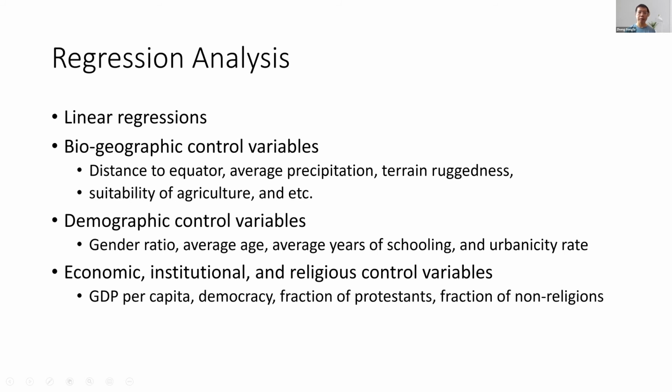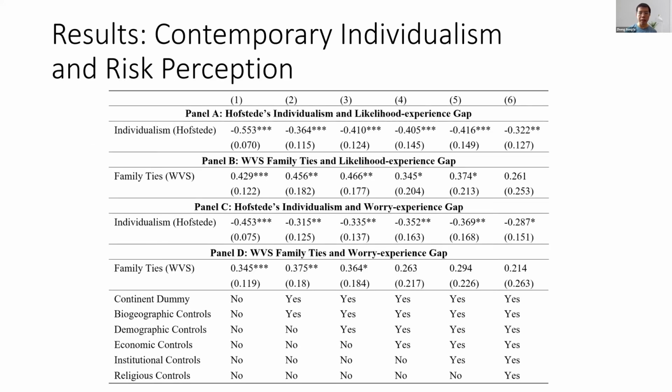Okay, so the table we see here: the first column is when we do not control anything, and this is about contemporary individualism and risk perception. When we start to control for anything, you can see the individualism score is actually negative, and the feminine type score is positive. This is actually what we saw in the figure just now.